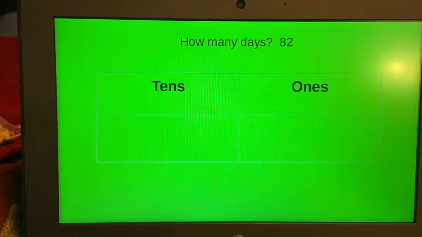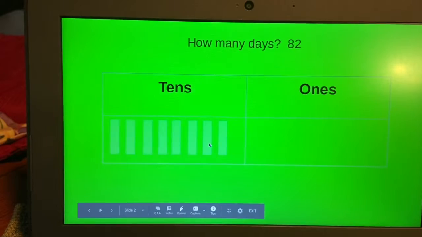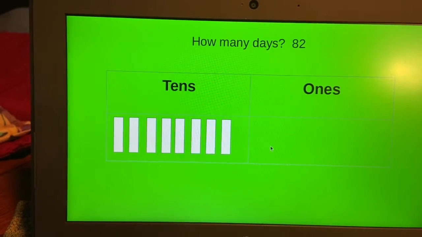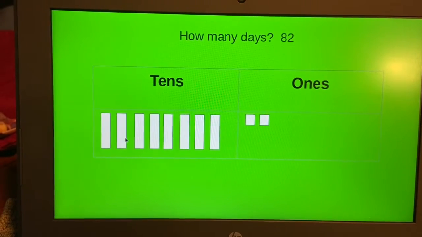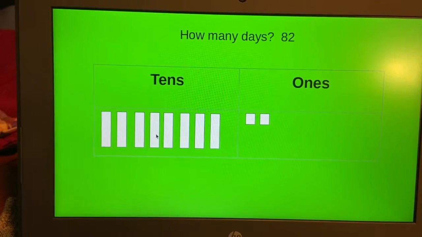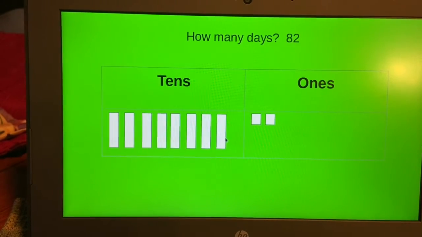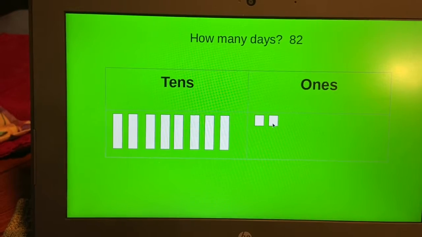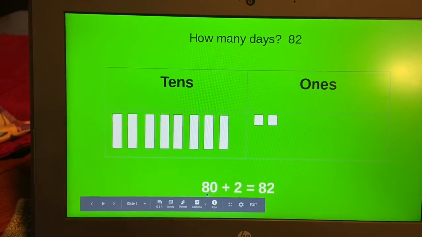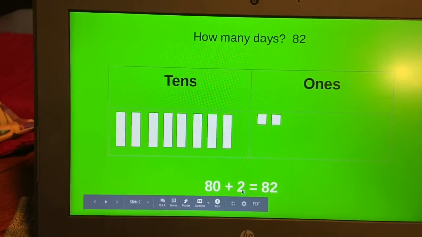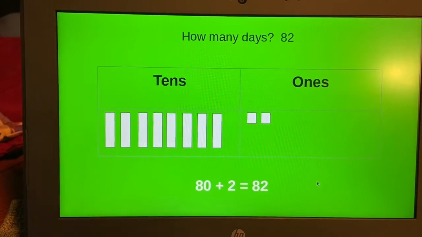There have been 82 days in the year 2020. So this is 8 tens and 2 ones. Let's count them. 10, 20, 30, 40, 50, 60, 70, 80, 81, 82. So if we write a number expression, we have 8 tens or 80 plus 2 ones, 2 equals 82.